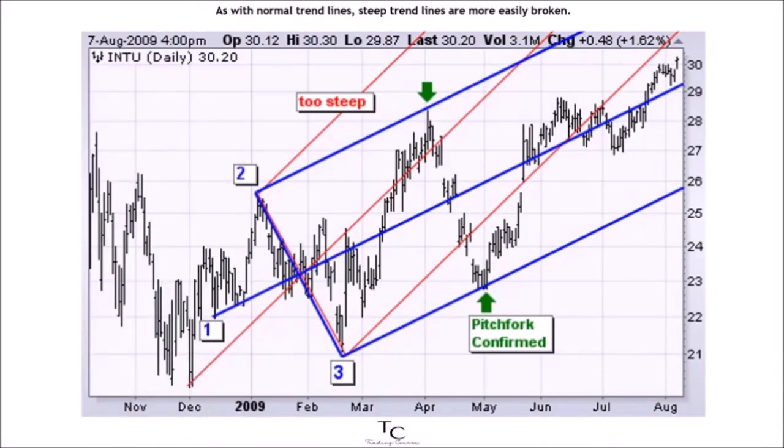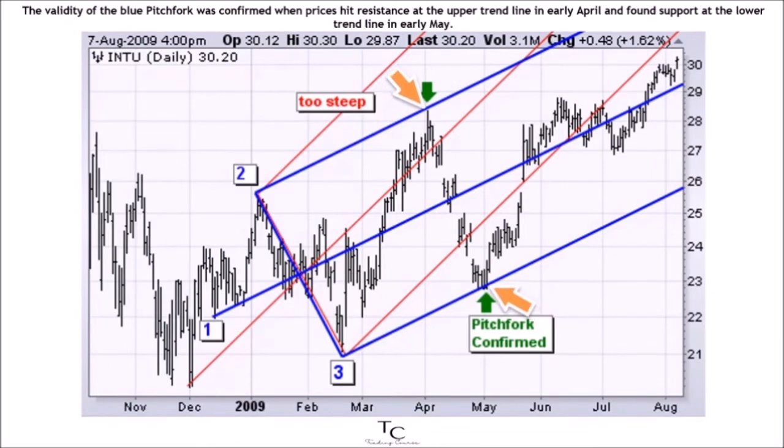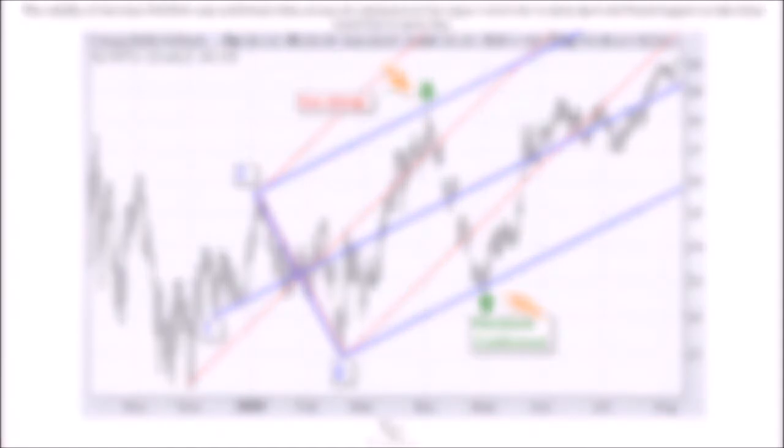As with normal trend lines, steep trend lines are more easily broken. The validity of the blue pitchfork was confirmed when prices hit resistance at the upper trend line in early April and found support at the lower trend line in early May.